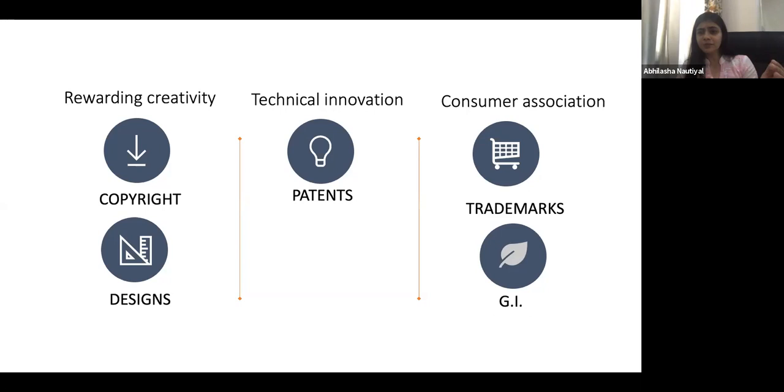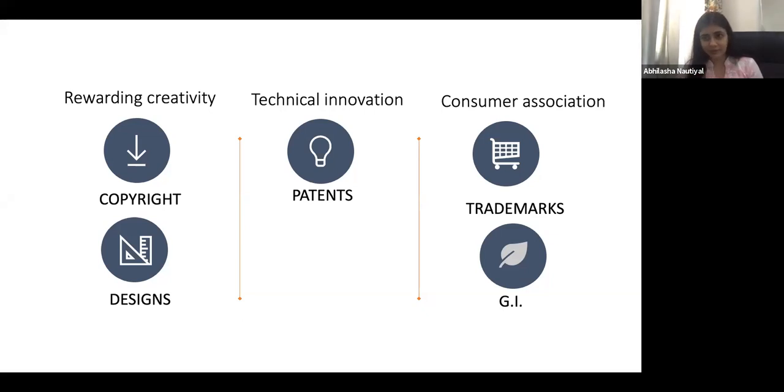So if you see, copyright usually is in the most non-functional, non-technical aspect of an object, and then you come to designs, which again goes to an industrial process, but you're protecting only the aesthetic element. You're not protecting anything functional in a design. Once you look at functionality and you come to technology, then you move from this column to the next one, which is patents. So here the policy of the law is to protect technical innovation.